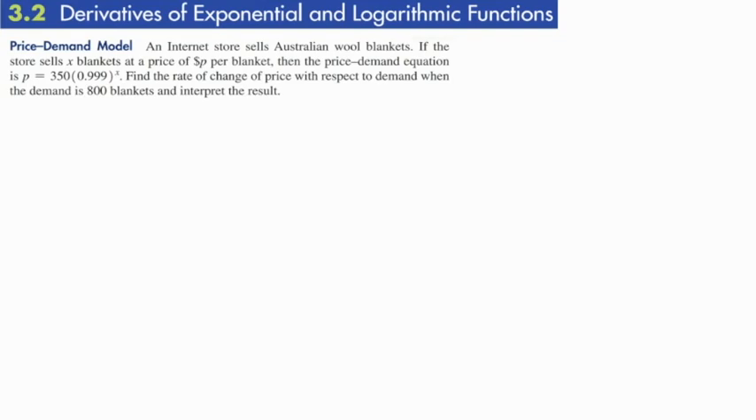An internet store sells Australian wool blankets. If the store sells x blankets at a price of P dollars per blanket, then the price demand equation would be P equals 350 times 0.999 to the x power. Find the rate of change of price with respect to demand when the demand is 800 blankets and interpret the results.